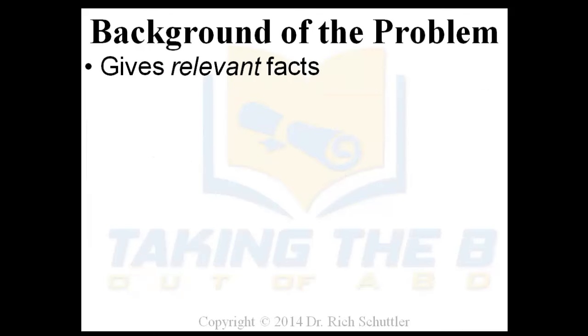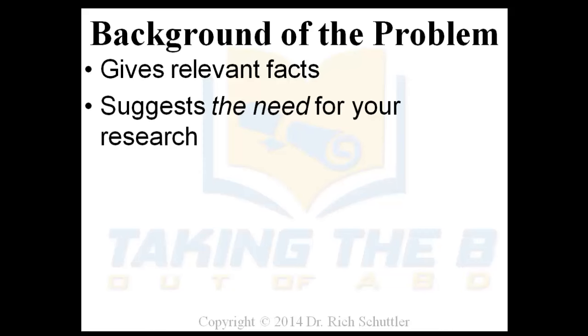The background of the problem gives relevant facts. Here you want to use information that shows that severity by quoting and using information from government-produced information if it's available, recent research studies. Give information that shows that what you're providing is relevant. It's not just general information as you might get from an author of a book, but it's more about relevant facts. The background of the problem, if somebody reads that section alone, should suggest the need for your research.